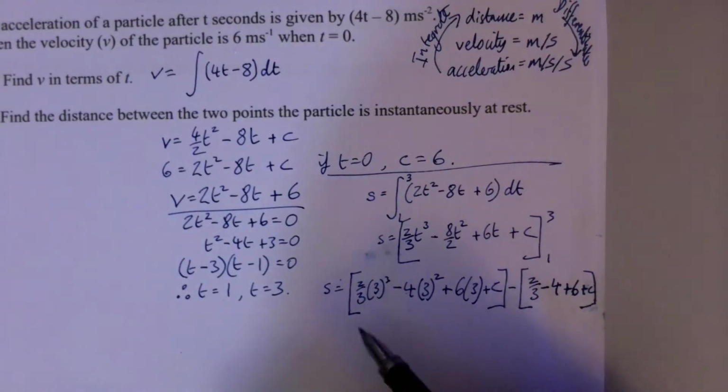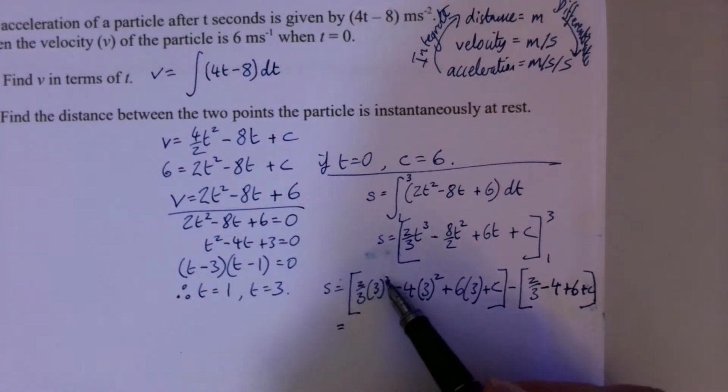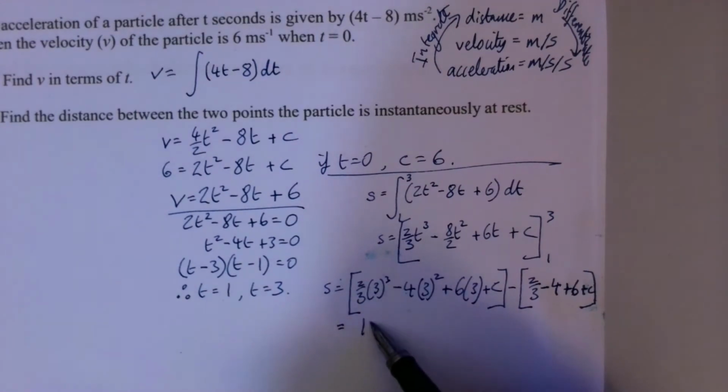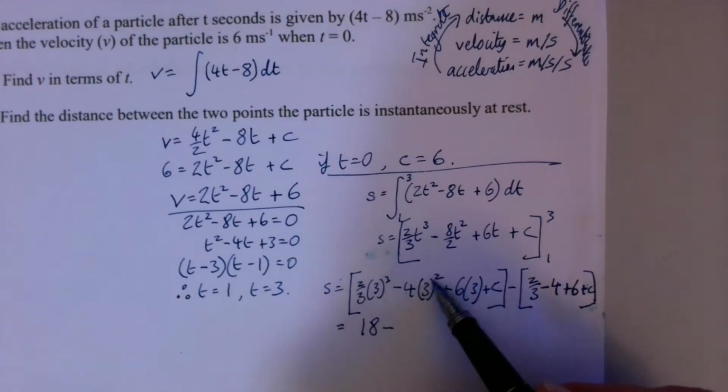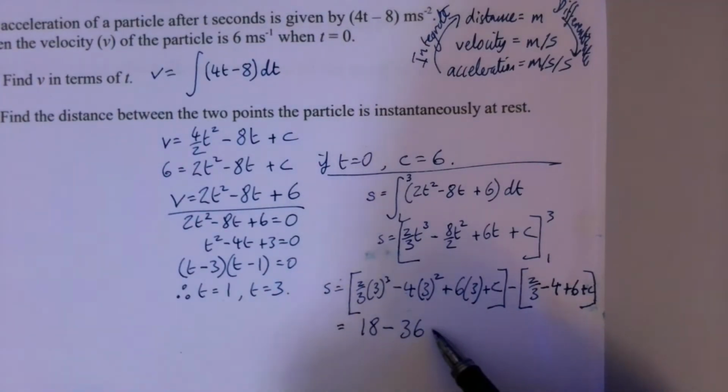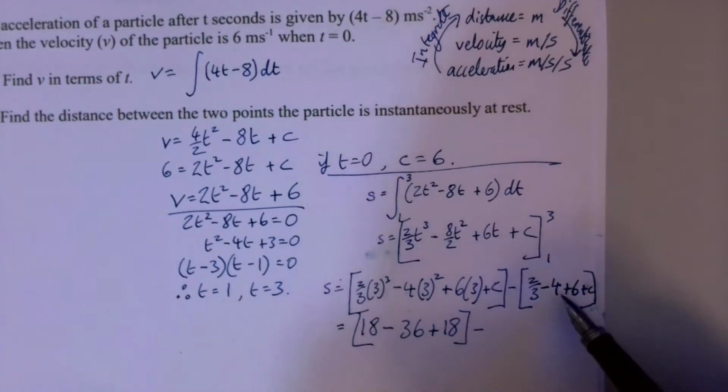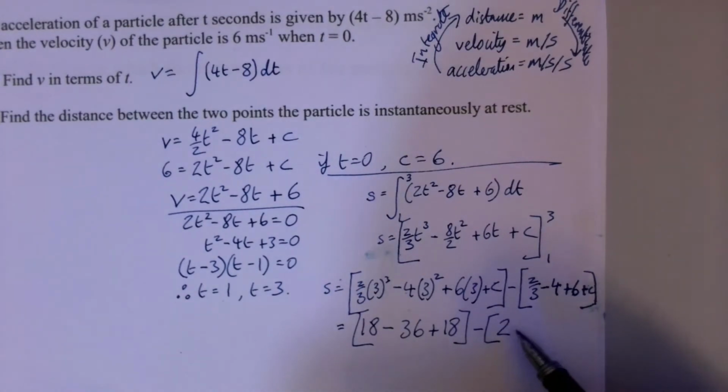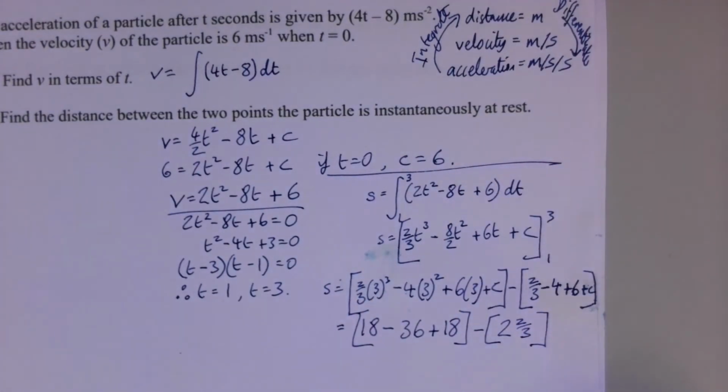If I work all of this out, that's 27 divided by 3 is 9 times 2 is 18. 3 squared is 9, you can just chuck it in your calculator, times 4 is 36. 6 3s are 18, so we've got that, and we're going to be taking away 2/3 take 4 plus 6, so that is 6 and 2/3 take 4 is 2 and 2/3, and we're forgetting about the c's because they're not going to exist anymore.